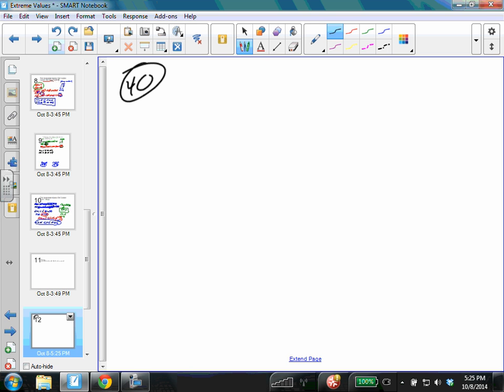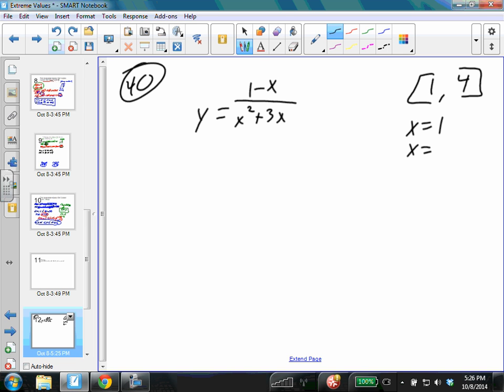Okay, number 40 says this. Y is equal to 1 minus x over x squared plus 3x. Okay? And then we have an interval on number 40 between 1 and 4. Okay, so our interval is between 1 and 4. Well, we always want to check the endpoints on a closed interval, so we know we're going to use 1 and 4. Then we need a derivative, right?